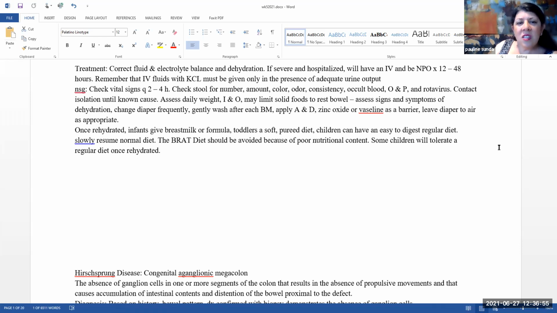Make sure that we change the diaper frequently. Gently wash after each stool. Apply A&D ointment, zinc oxide, or Vaseline as a barrier. You can leave the diaper open to air as appropriate.